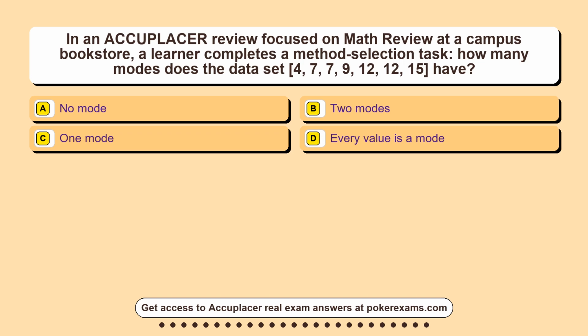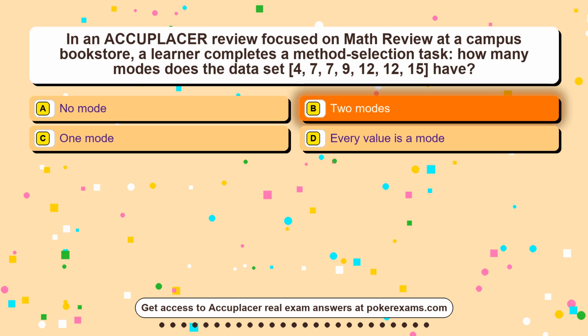Question 1. In an Accuplacer review focused on math review at a campus bookstore, a learner completes a method-selection task. How many modes does the dataset 4, 7, 7, 9, 12, 12, 15 have? Option A, no mode. Option B, 2 modes. Option C, 1 mode. Option D, every value is a mode. The correct answer is option B, 2 modes.